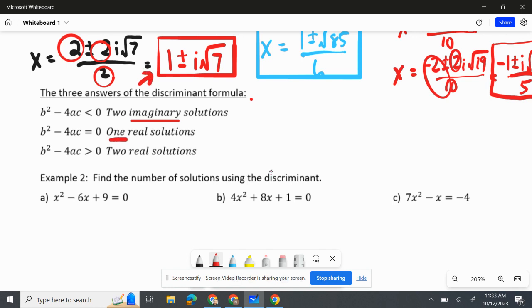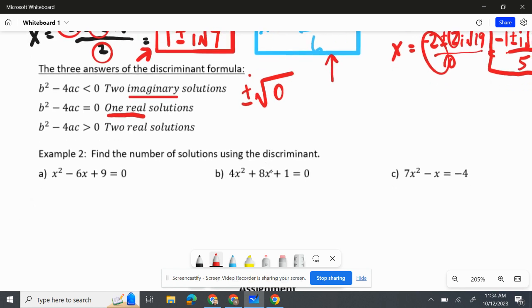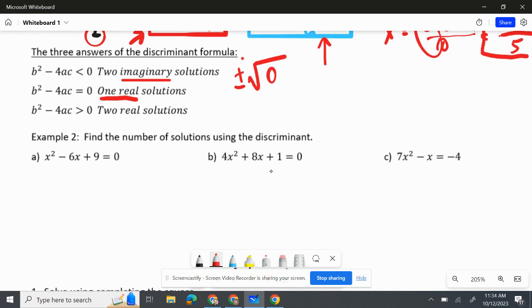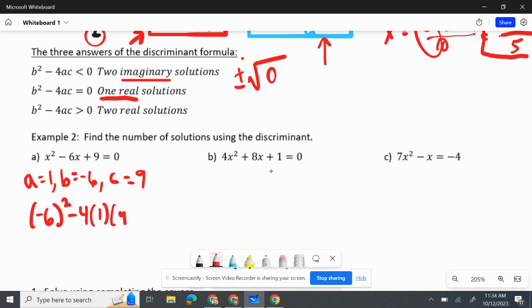If it's equal to 0, it's one real solution, because if we have a square root of 0, whether we add 0 or subtract 0, it only gives us one answer. And if it's a positive, we get two real solutions, like letter B. So we're going to just find how many solutions there are. We're not solving it. So our a value is going to be 1, b value is negative 6, c value is 9. We have negative 6 squared minus 4 times 1 times 9. That's 36 minus 36, which is 0. So that means that there is one real solution.